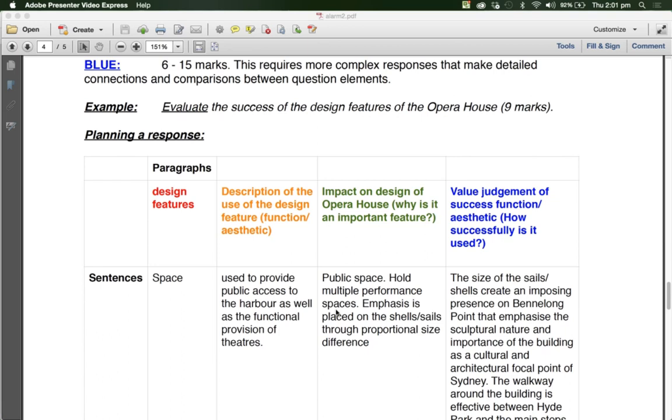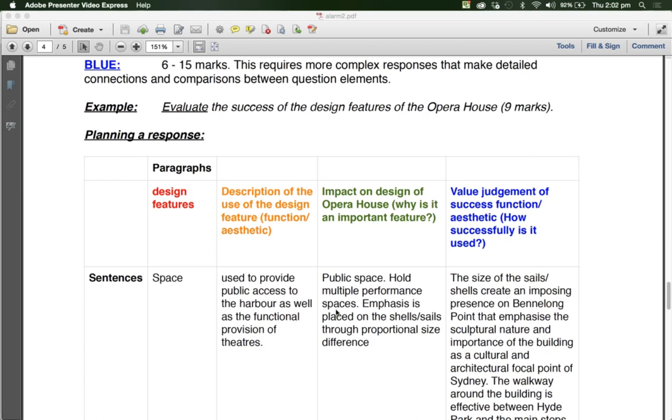Sails. Sorry, what was that? The sails shape? Yep. Why is that? Because it's unique. Okay, yep. It's a unique design. Excellent. What else? The location. Absolutely, yeah. All of these things are contributing.